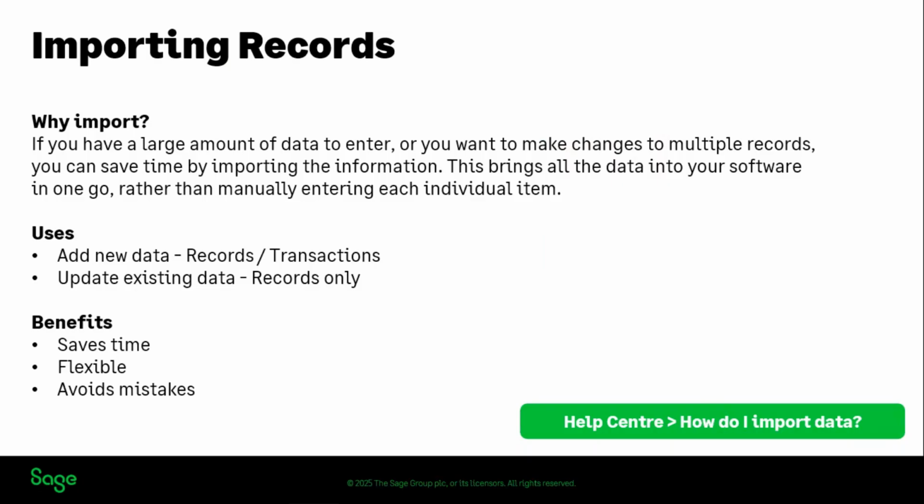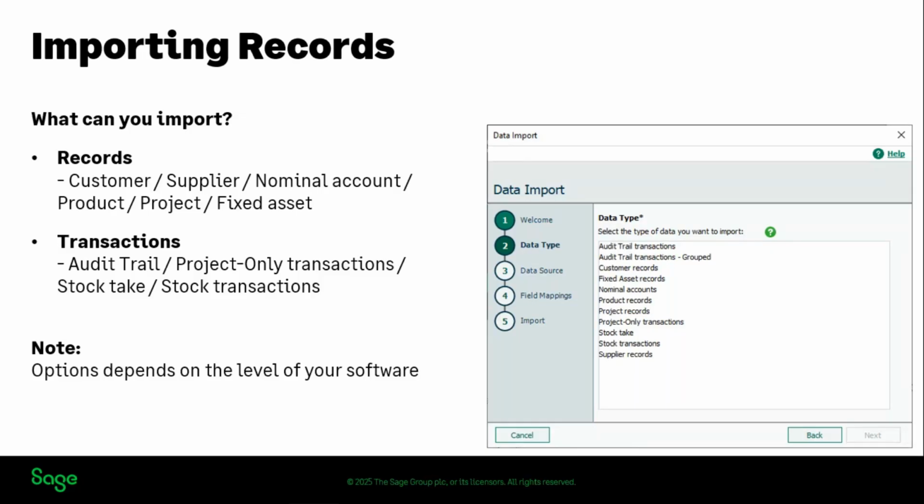So the next question that we often get asked is, what can you import? Well, right in front of you there: records, customer, supplier, nominal account, product. If you're on a higher variant, you've got your project and your fixed assets register as well that you can import. You've got your transactions, your audit trail. Again, depending on your variant, you've got your project only transactions, your stock take, your stock transactions, etc. And it also depends largely on how you use the program. You might not want to import information that you're not going to use, quite simply. But again, that link that I've sent you is going to confirm what version or variant you have of the software and also tell you what you can import.